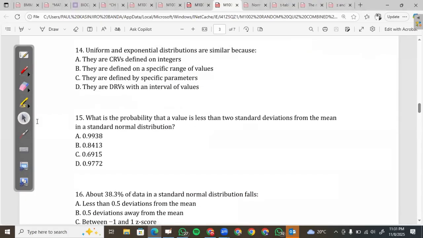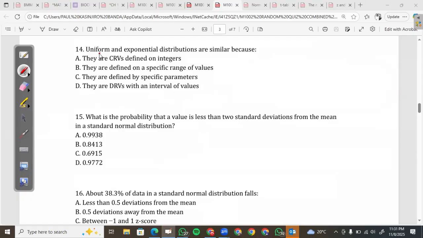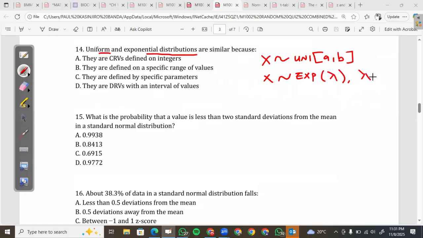Okay, so question 14, they're saying uniform and exponential distributions are similar because... Remember, if X follows a uniform, then it will be defined on two parameters, A and B. And when X follows an exponential, then it will be defined for this parameter lambda, and this parameter lambda should be greater than 0. So what similarity do we see between these two distributions?